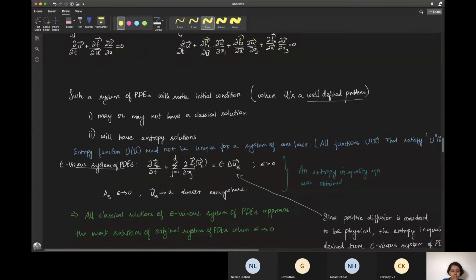Here again, these systems of conservation laws come with some initial condition to make a well-defined problem, because not all initial conditions will lead to proper solutions. First of all, some problems may have no solution at all, because when the problem is ill posed, it may not have any solution. When the problem is well defined, that is, well posed, then you may or may not have a classical solution, but you will surely have entropy solutions. That is, you will surely have physically relevant solutions, but you may not have a classical solution.